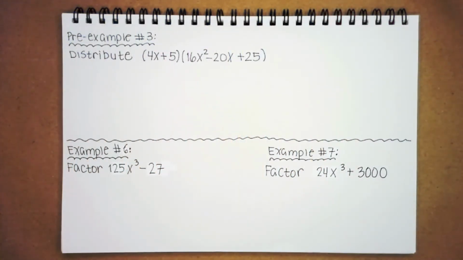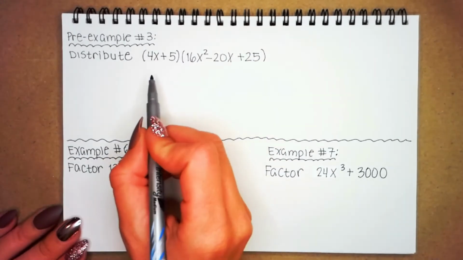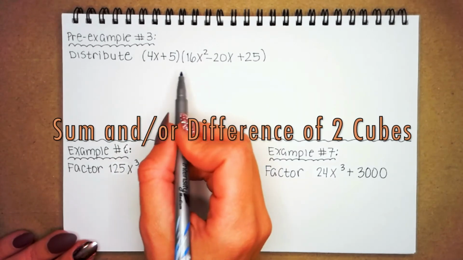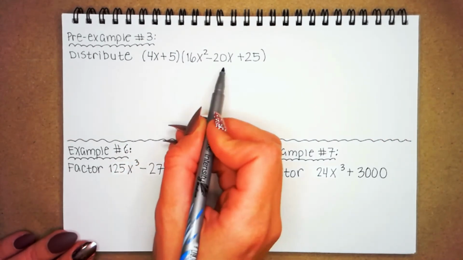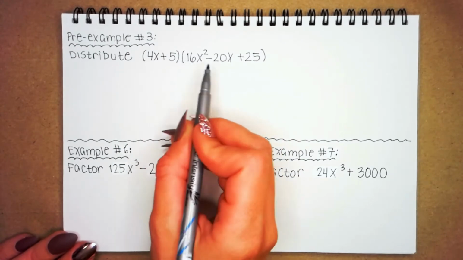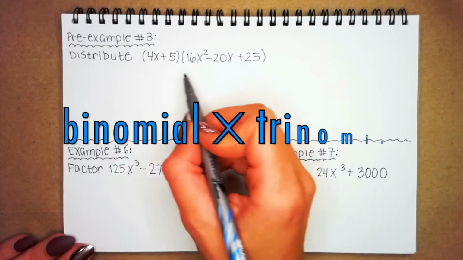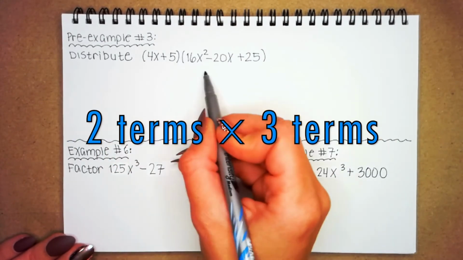Here we have pre-example number 3, and this aligns with factoring method number 3. Factoring method number 3 was the sum and or difference of two cubes. You may not see where that name comes from just yet, but hopefully it makes sense when we're done. When you distribute a binomial by a trinomial, you have 2 things times 3 things.